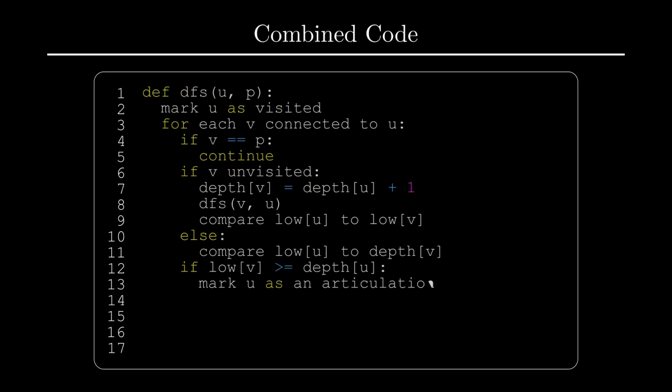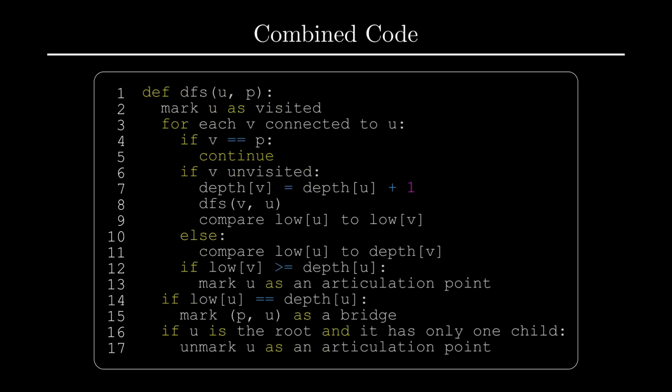All in all, here's the algorithm to detect both articulation points and bridges in a single pass of the graph.